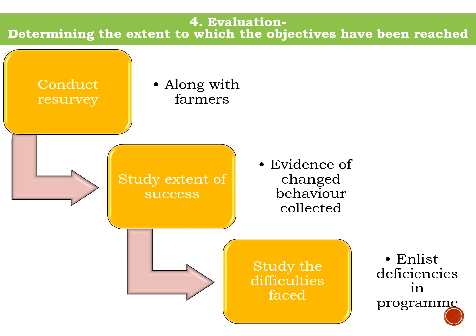He has to collect the evidences or proofs of the success of the program, that is, the evidence of the changed behavior of the people should be collected by the extension agent. To what extent are there changes in the behavior of the people, the changes seen in their economical conditions, in their social conditions, or in their behavioral conditions. Then next, he also has to study the difficulties faced by the people. He has to enlist the deficiencies in the program, if any, and he has to frame an evaluation report in presence of the farmers, which will show the extent of success, as well as the deficiencies or the shortcomings in the program.